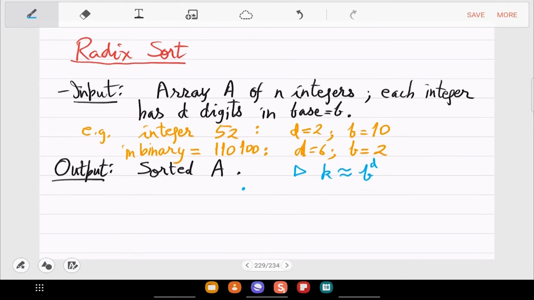And one thing we'll assume here is that the base is smaller than n. We'll never take base, or the number of integers, we'll always assume n is much bigger than the base, because base will be some small integer like 2 or 10, while n will be something very, very large. So this is a natural assumption that base is significantly smaller than n. Not even order n, you can take it to be log n.